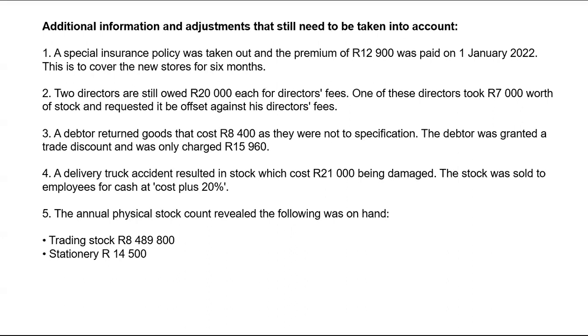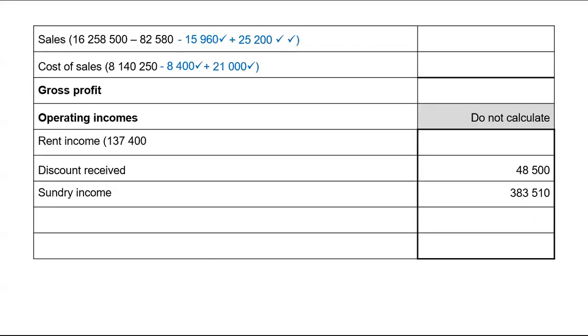The next one talks about the annual physical stock count revealing the following on hand. Now, that simply tells me that I won't have any sales, because if I have any sales, it'll affect trading stock. So all I'm going to do is to close sales and close cost of sales and find the totals, take sales minus cost of sales. It'll give you gross profit.